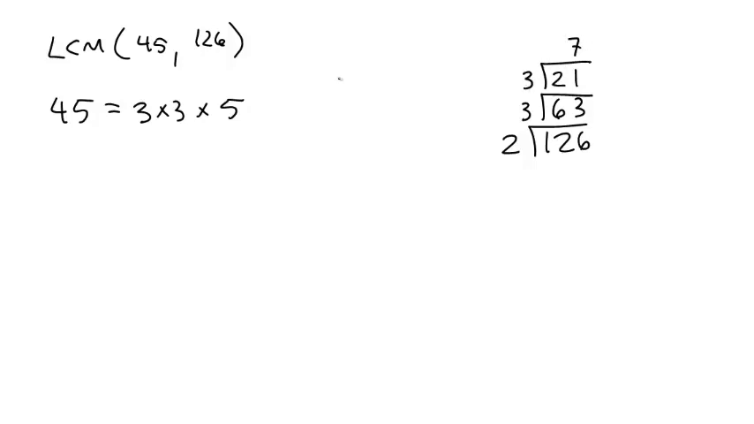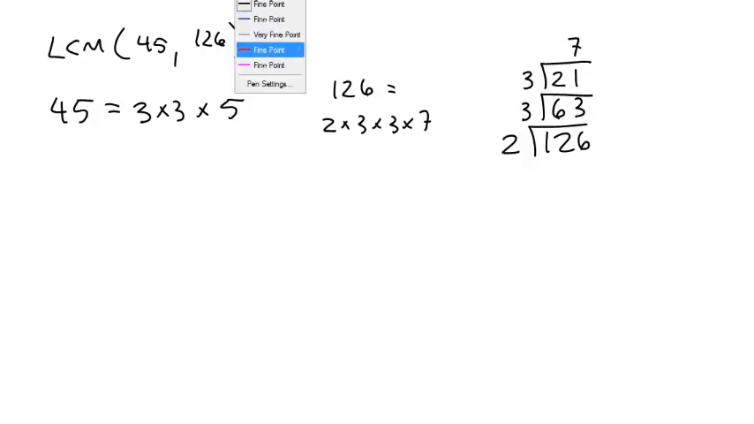So what have we got? 45 is 3 times 3 times 5, and 126 is 2 times 3 times 3 times 7. And, okay, so what? It's like Kim got two 3s and a 5, and Mike got two 3s, a 2, and a 7. Well, Kim wants a 2 and a 7, and Mike wants a 5.